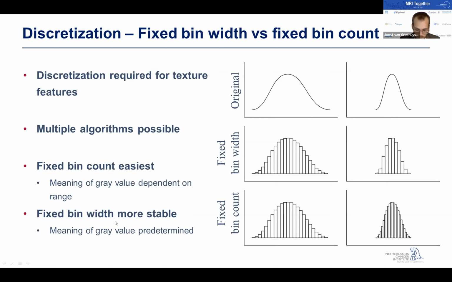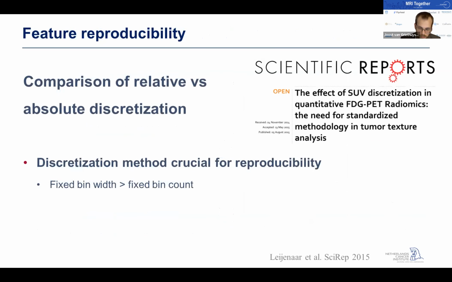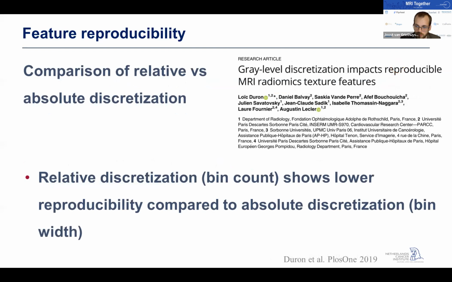The fixed bin width has the problem that sometimes you get too many or too few bins, but at least it has the benefit of having the same meaning of a gray value. And this is also what you see in research. This is a quite old study from 2015 already, where they compared the relative and absolute approaches, so the fixed bin count and the fixed bin width, for discretization, and they found that if you use a fixed bin count, the reproducibility of your features is a lot lower. And more recent research from 2019 also shows this in the characterization of MRI features, that you really need to go for a fixed bin width if you want to have good reproducible features.